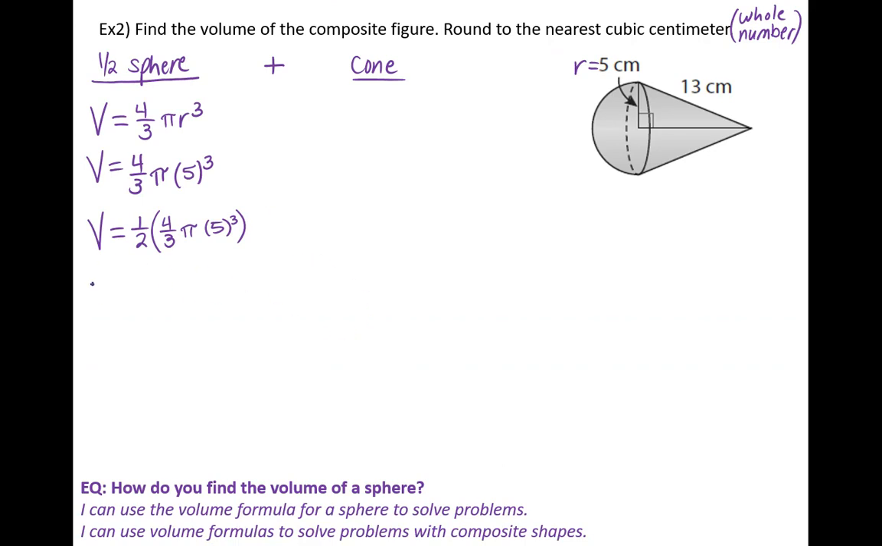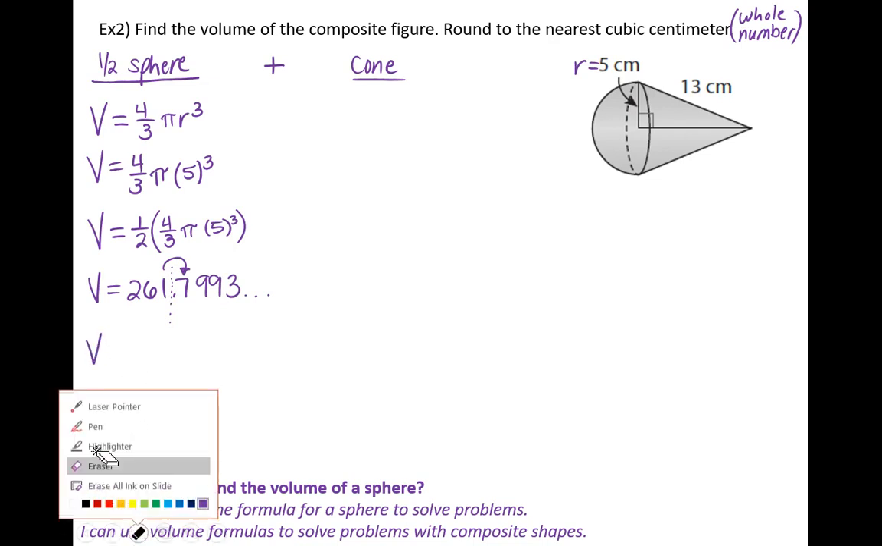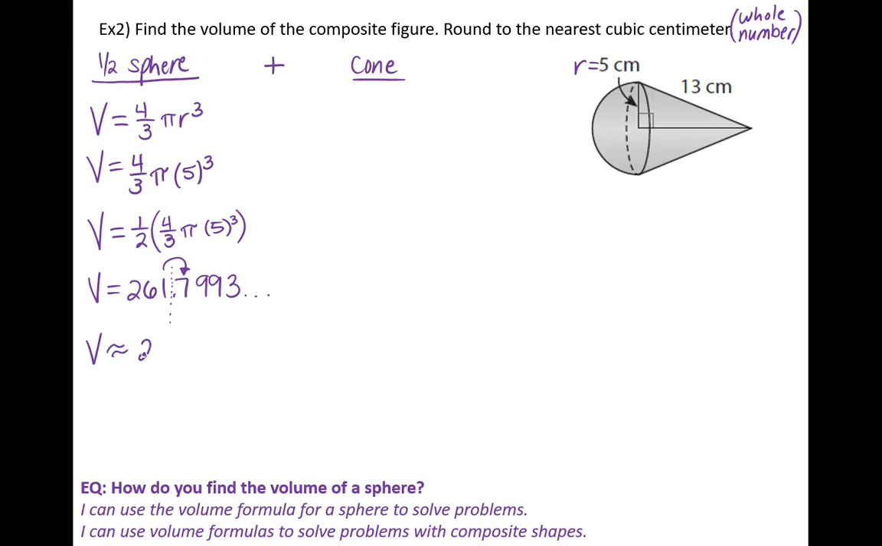And again, that number was 261.799. I think it was a 3, of course. And we are rounding to the nearest cubic centimeter, which means whole number. So I look back and the 7 tells me to round up. So I get the volume as a rounded value. So I'd say approximately 262. And of course, this is cubic centimeters, or centimeters cubed.